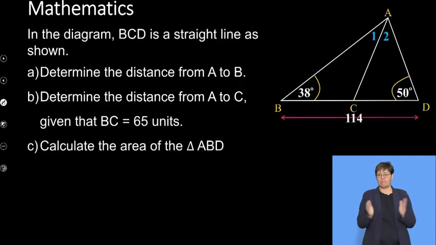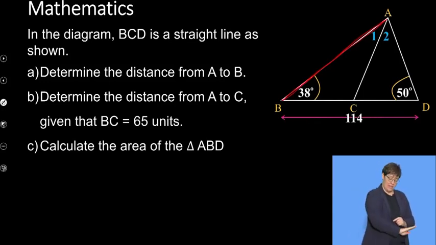Okay, let's look at our first example, and here they tell us BCD is a straight line as shown. Determine the distance from A to B. So the first question wants us to find the length of AB. Okay, this diagram is slightly complicated and we've got to break it down. So if you notice, we've got three different triangles.